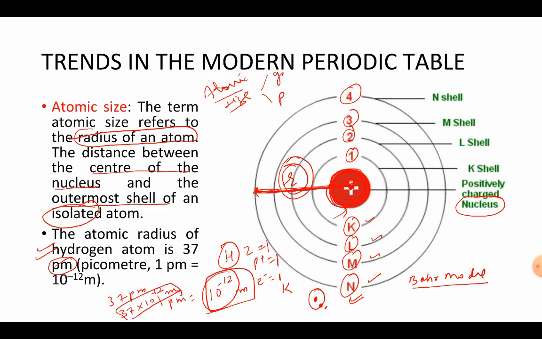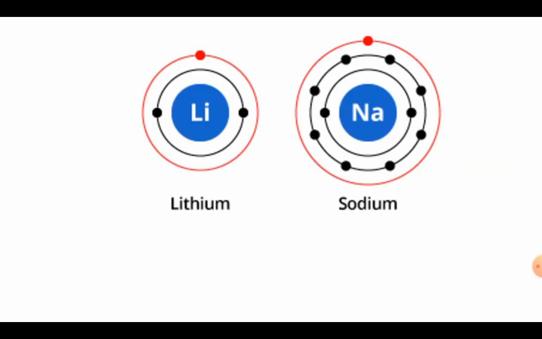So I think that the definition of atomic size is clear to everybody. Now we are going to discuss how this atomic size will vary in a group and in a period. So let us all start.